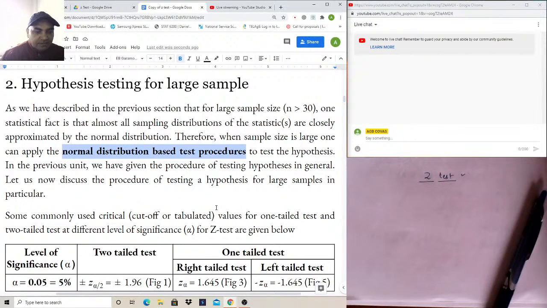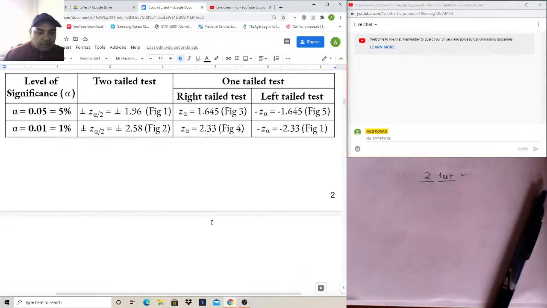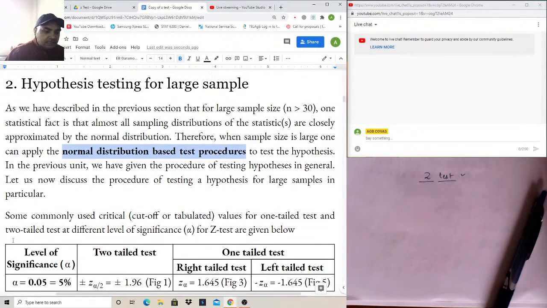In the previous lecture we gave the procedure of testing hypothesis in general. Now let us discuss the procedure of testing hypothesis for large samples in particular. So in this lecture we will be discussing the testing of hypothesis for large samples. There are some commonly used cutoff values for hypothesis testing of large samples, and I will designate this as table 1.